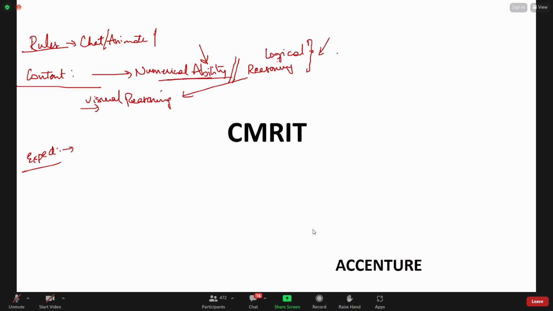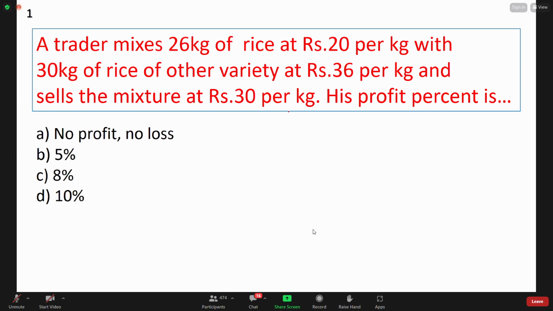Starting it off with the first question on the screen. Yep, the first question on the screen. And talking about speed, don't worry about the speed in the initial questions. Let us get into the groove of it.